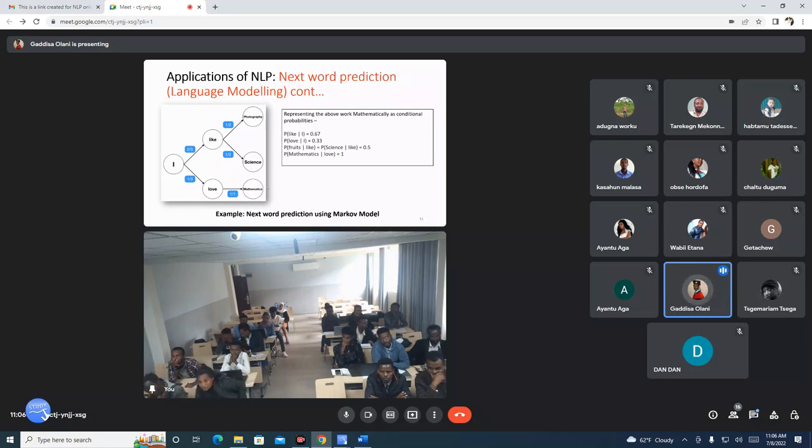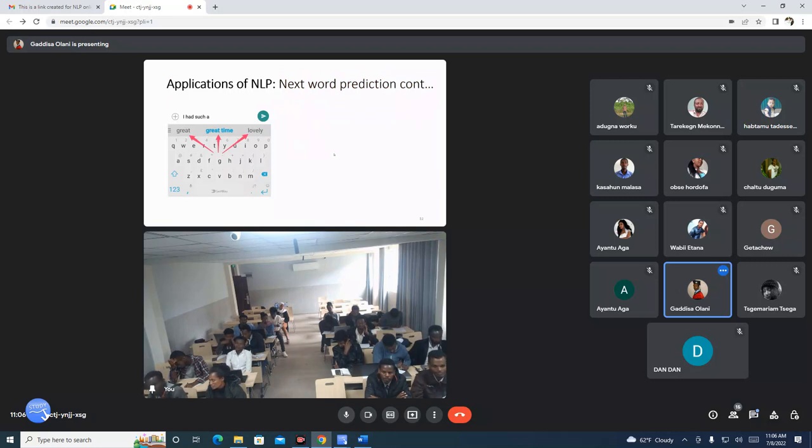So this is what we call the Markov model, or Markov chain, where we calculate the probabilities. We build it from the data, and this is how mobile applications suggest words. It is a simple rule: just calculate the probability of each word, then put it in an if-else, and you can have a next word prediction model like this one.